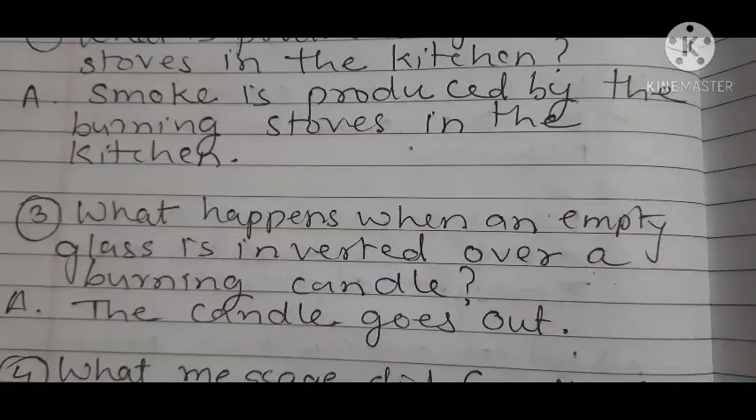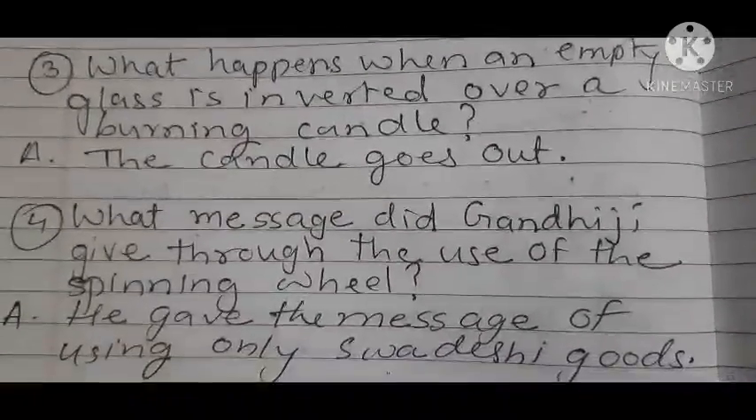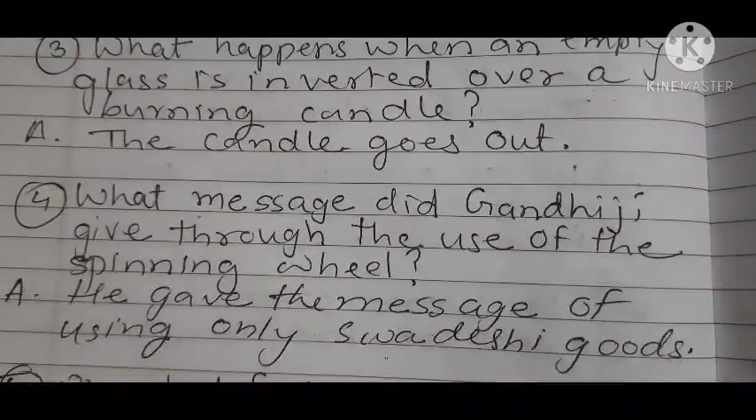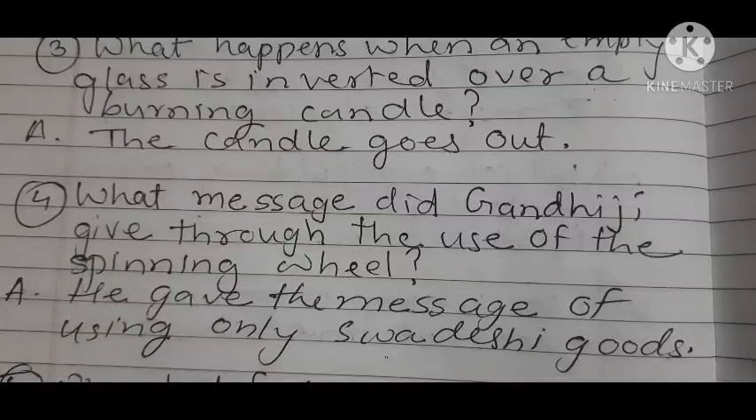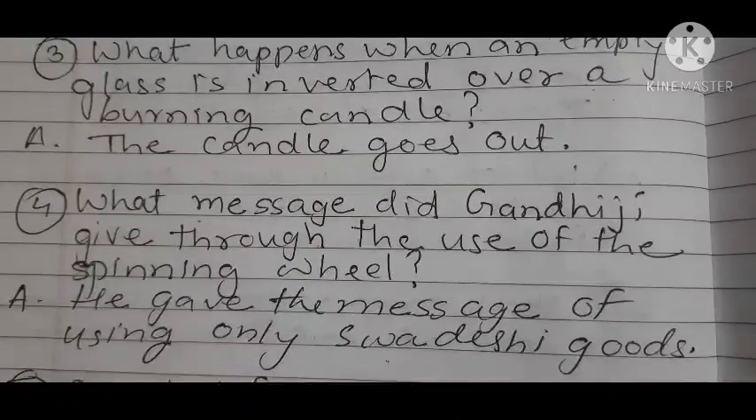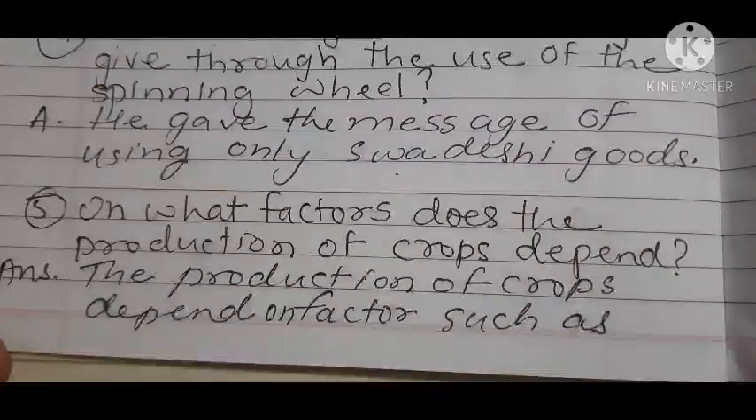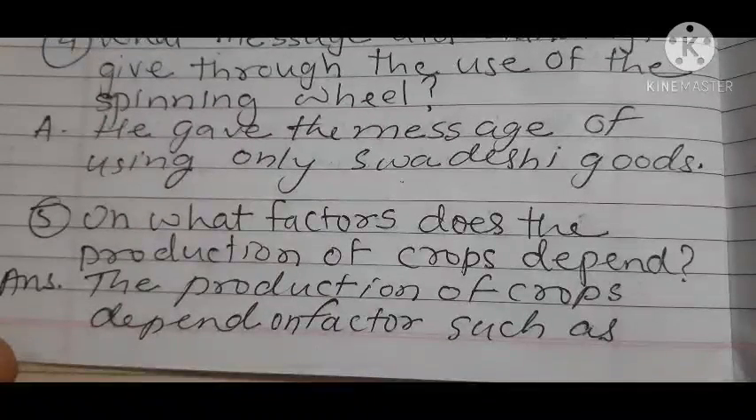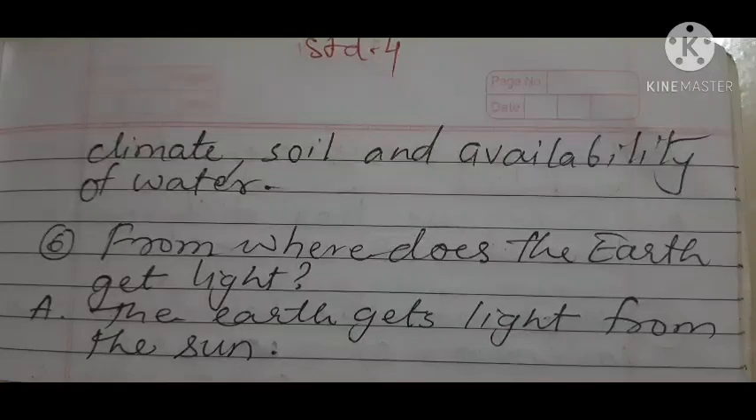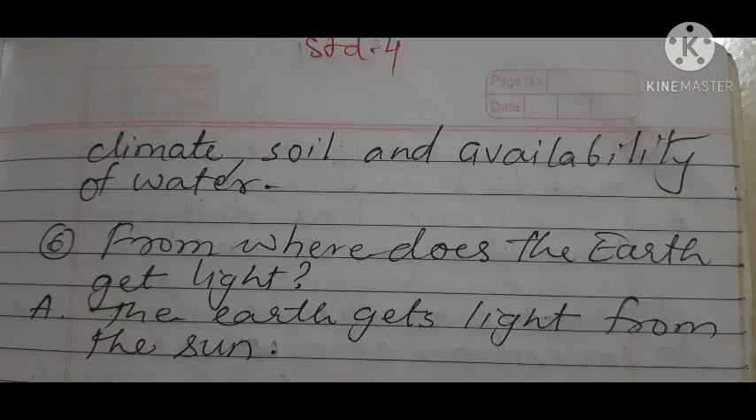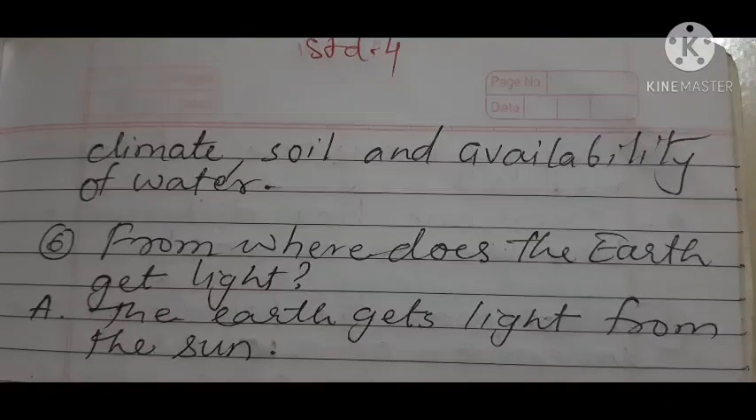What message did Gandhiji give through the use of spinning wheel? He gave message of using only Swadeshi goods. On what factors does the production of crop depend? Production of crop depends on the factors such as climate, soil and availability of water.